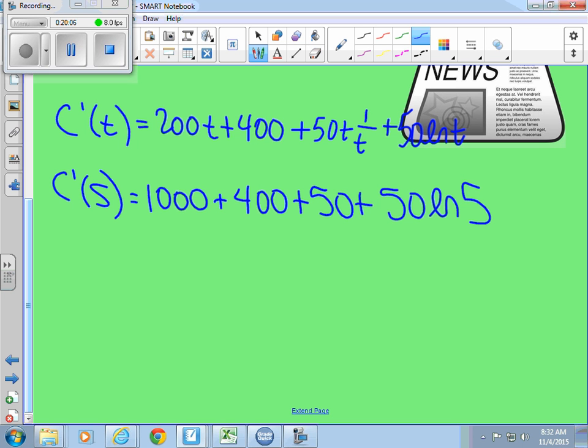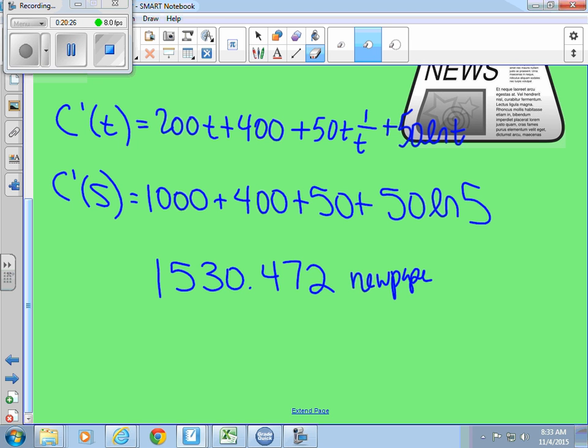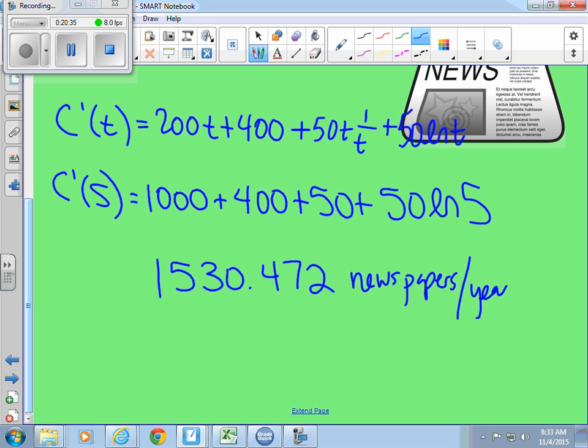1,530 points. What would my units be? Newspapers per year. So what that means is the circulation of the newspapers is changing by 1,530 newspapers per year after 5 years.